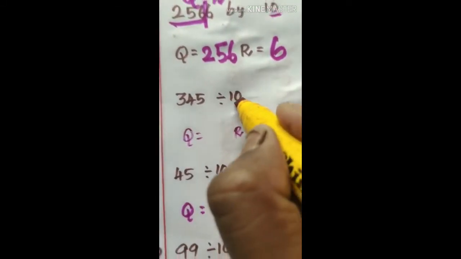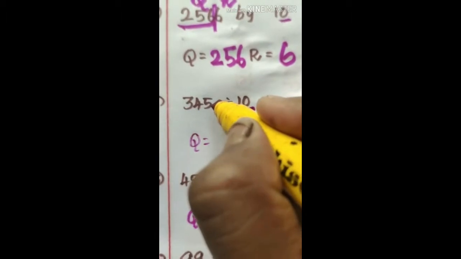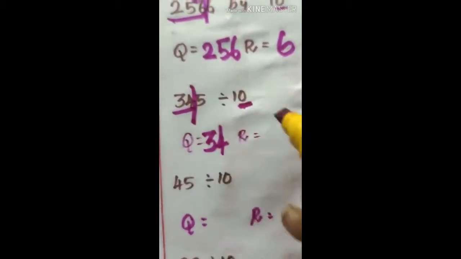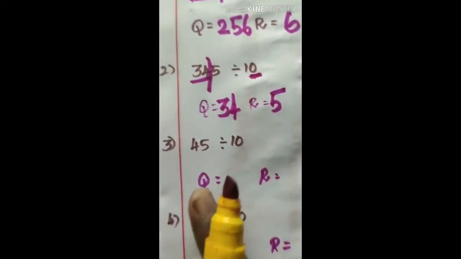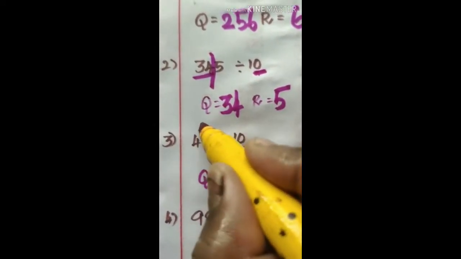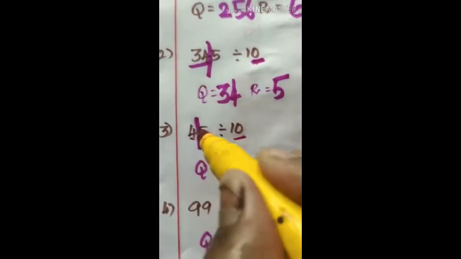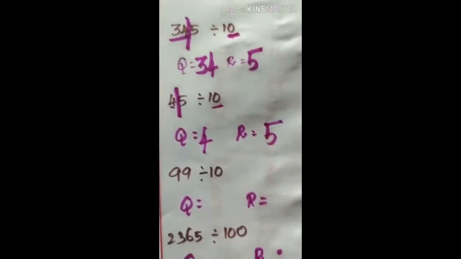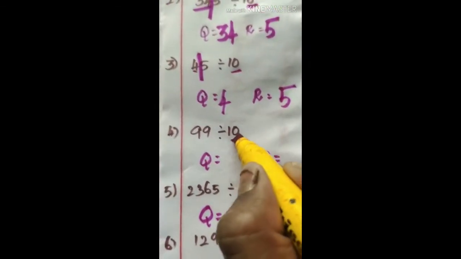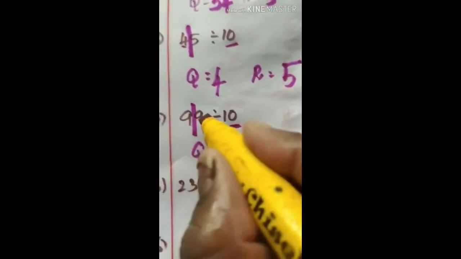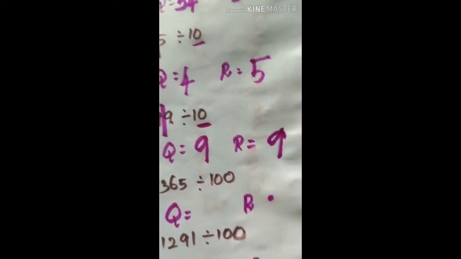Then the second sum is the same as the first one. Here 10 has one zero, so from the ones place, one number before we have to draw the line. Before the line, whatever number is there is the quotient, which is 34. After the line is the remainder. The third sum is also the same. One number before we draw the line, so 4 is the quotient and 5 is the remainder. When drawing the line, we come from the last, the ones place. Here quotient is 9, remainder also 9.